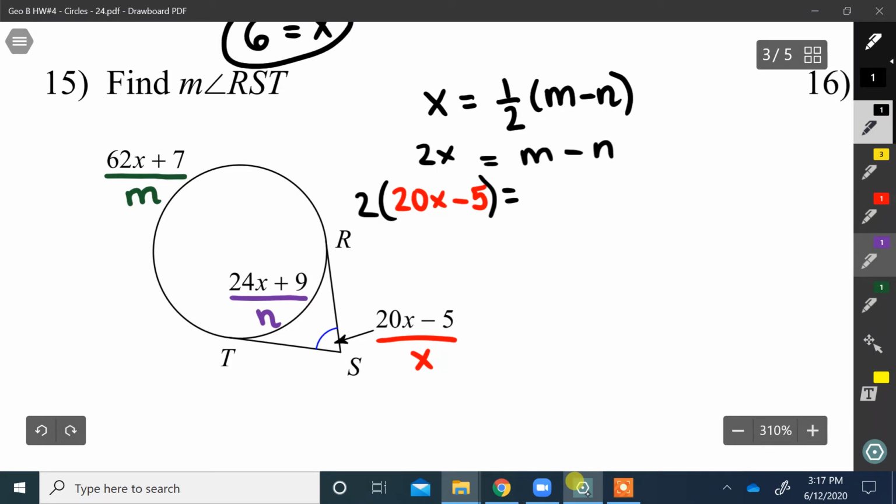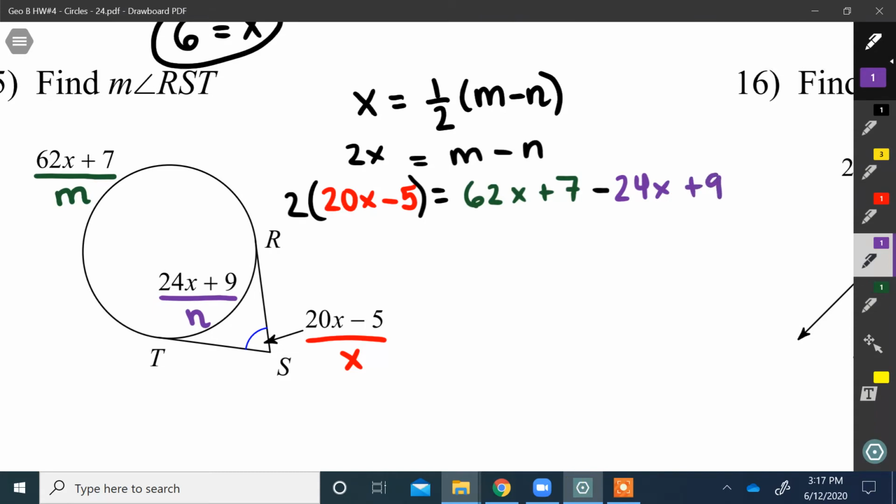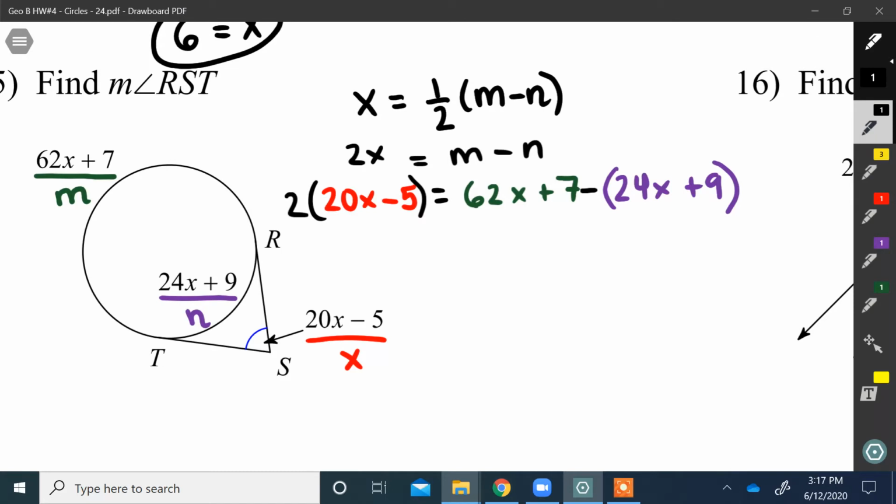All right, the m in this case is 62x plus 7. And guys, this is where you have to be very careful. Very careful. The n, if you write it like this, you're gonna get the problem wrong. Okay, it's gonna be wrong. Why? Because you need parentheses right there. You need those. Okay, you need those definitely.